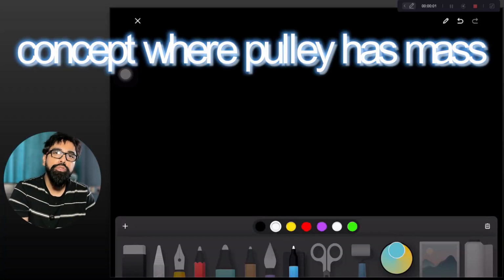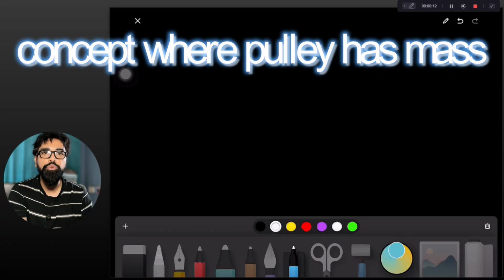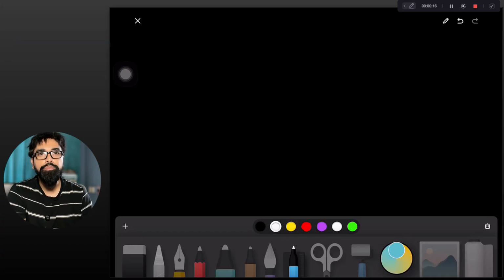Usually you have done problems with pulleys having no mass. That means the pulley is ideal. But sometimes there are some numericals where pulleys may have mass. Like this year in JEE, one question was given where the pulley has mass. So how to solve the problems where the pulleys have mass? Let us try to discuss that.